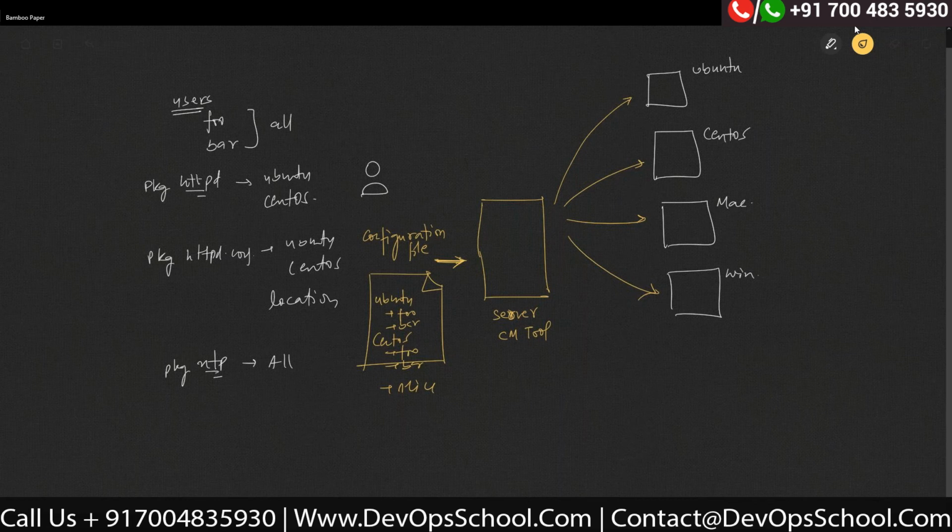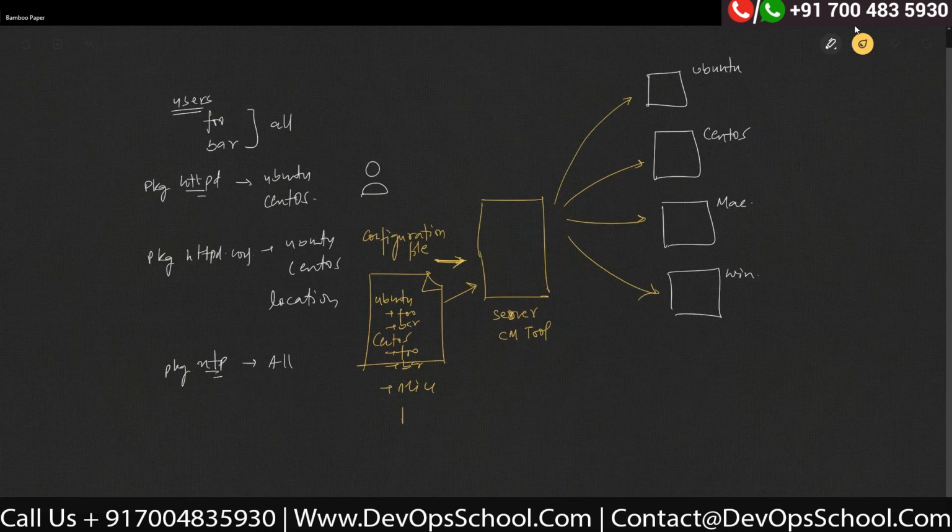This CM tool server will read this file and will understand that the servers that you are managing need to be brought to this desired state. That means Ubuntu should have some users installed, some packages installed, some services running, some files created. CentOS should also have some configuration. So all these servers should have some configurations configured on them. And this tool will read this state file and configure your systems accordingly.